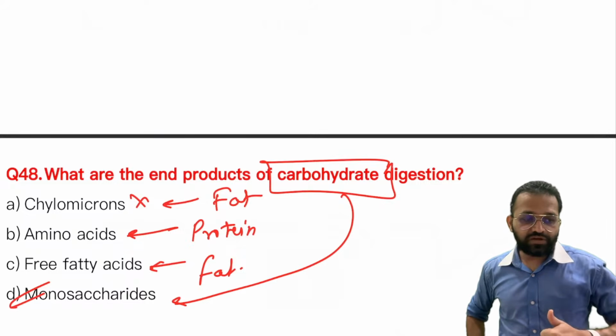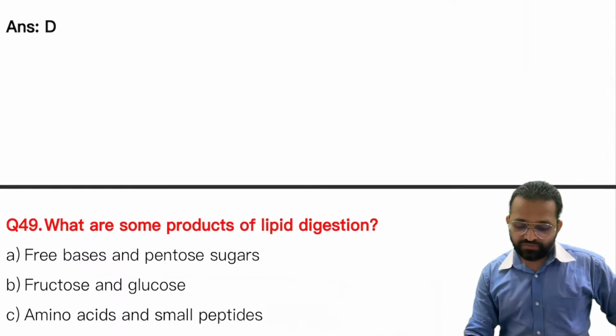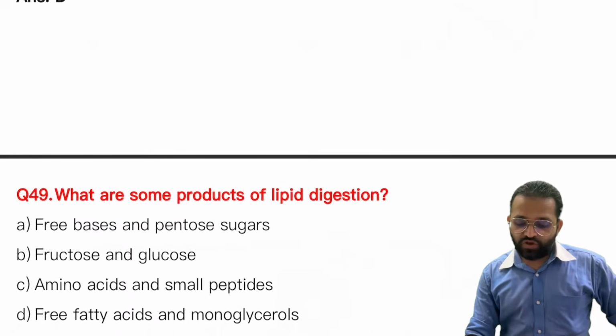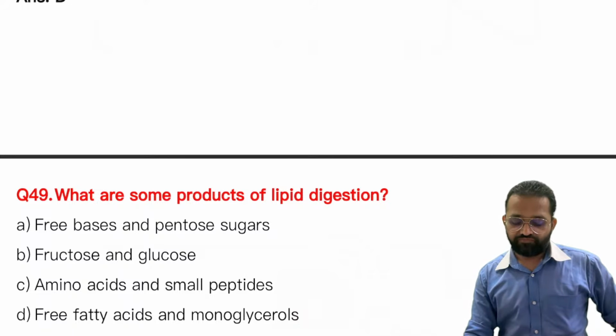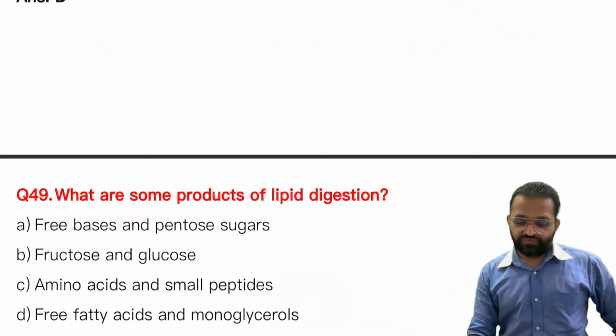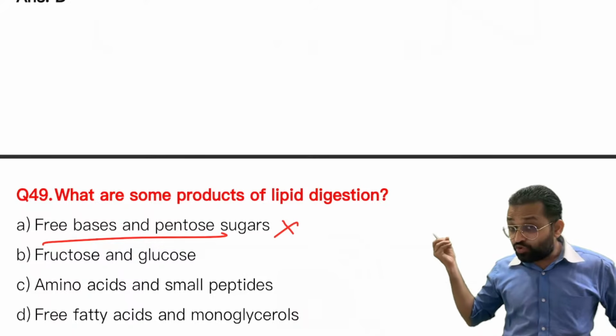Yes, very good. Mili, Mahesh, Ankush, Sagupta Khan, Pooja, very good. Now, can you see question number 49? What are the products of lipid digestion? Free base and pentose sugar? No, sir. Pentose sugar will be derived from nucleic acid digestion.